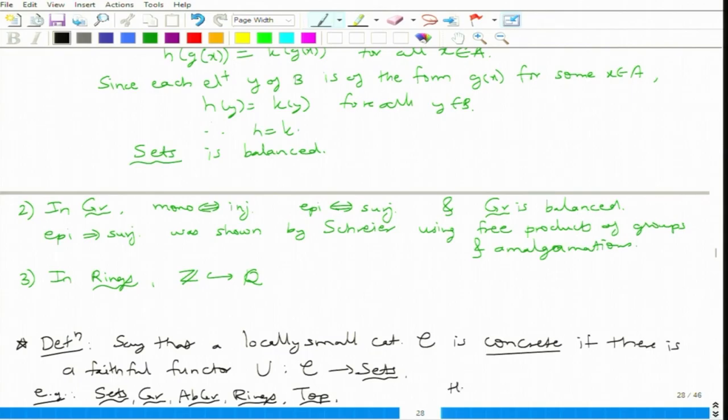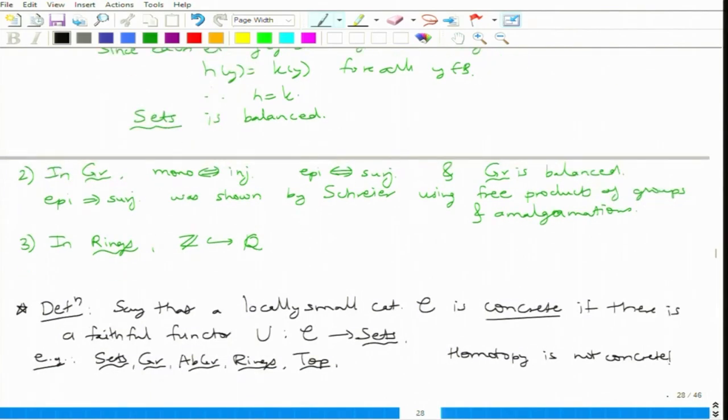But there is a paper which says homotopy is not concrete. This is the title of a paper, I think, by Peter Freyd or Peter May, one of those two. I will confirm it next time. So, HTPY, this is not concrete. The category of homotopy equivalences of spaces, that's not concrete.